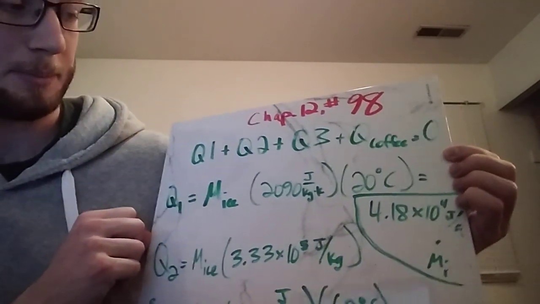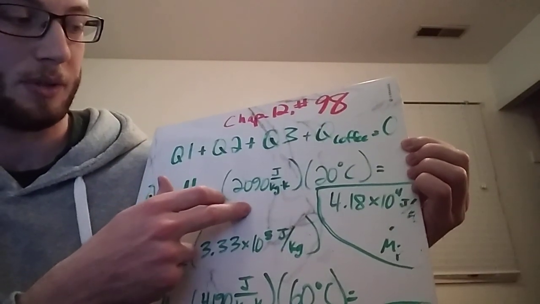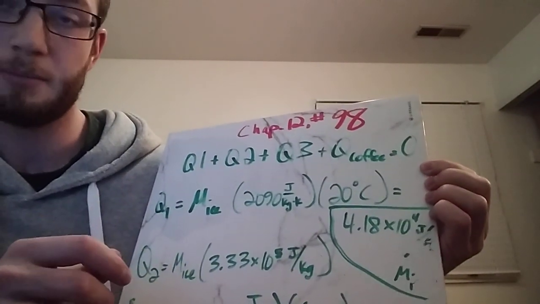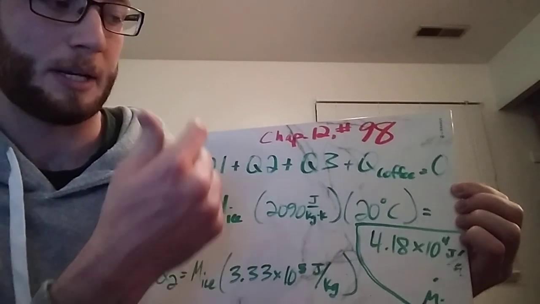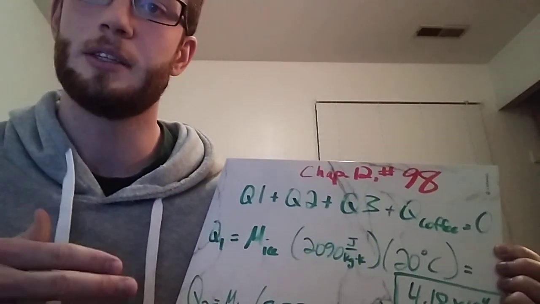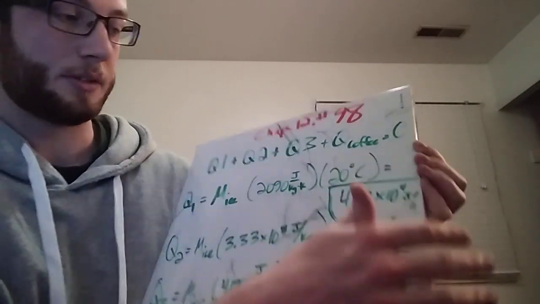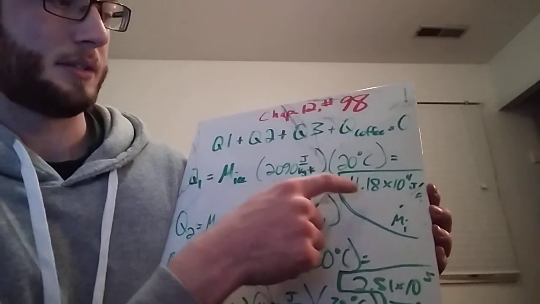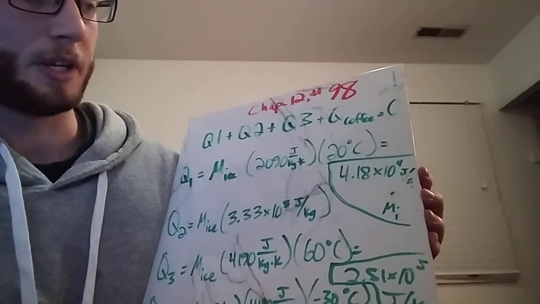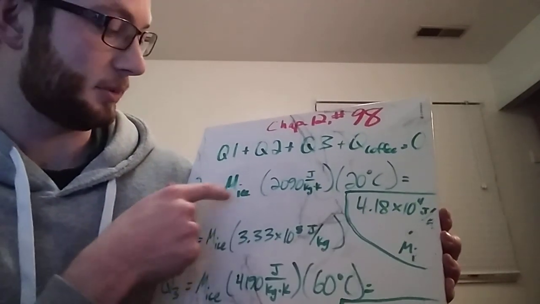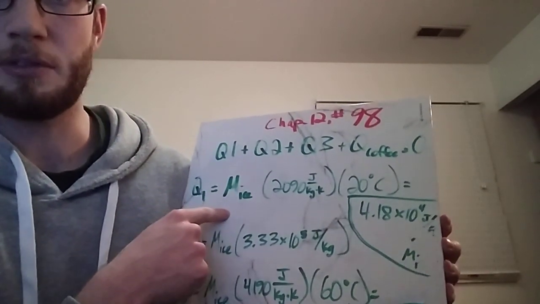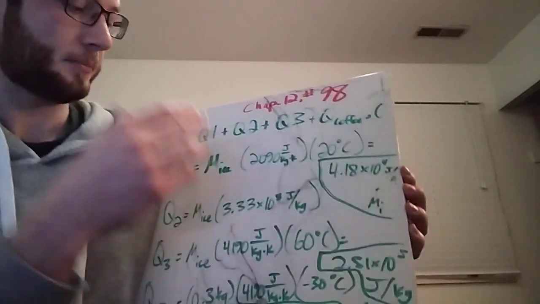And we're going to multiply that by the constant value, 2090 joules per kilogram Kelvin. And then we're going to multiply that by 20 degrees Celsius because we're raising the temperature from negative 20 to 0. We come up with a value that I just kind of erased with my hand on accident, but it's 4.18 times 10 to the 4th joules per Kelvin, and then that's still multiplied by the mass of the ice because that's what we're solving for, so we don't have that value yet.